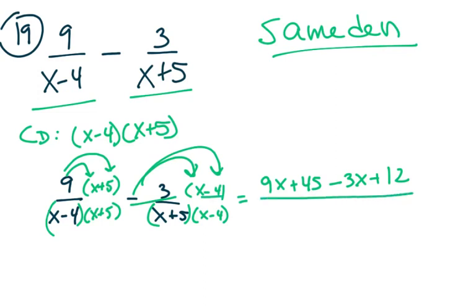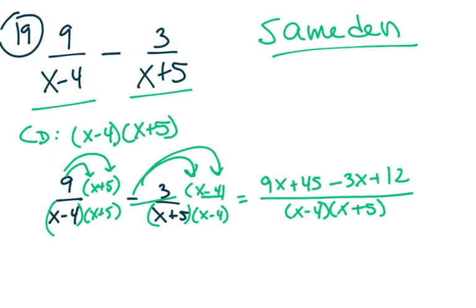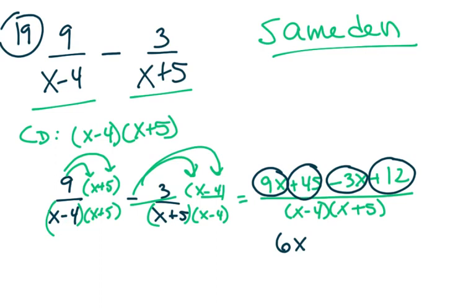All over, and remember, when you combine fractions with like denominators, you just write the denominator one time. So I have to look now for like terms. So 9x minus 3x is 6x, 45 plus 12 is 57. And there's nothing I can factor out with that numerator, so this is your answer in completely factored form.